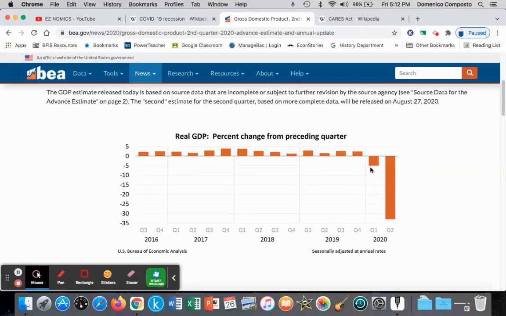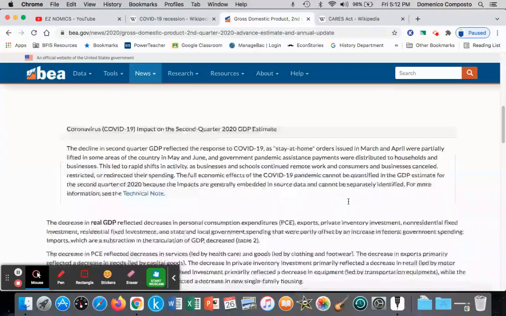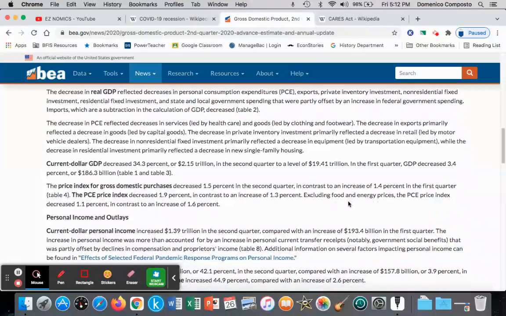decline in consumption spending. And here we can see that dramatic percentage decrease in the second quarter of the year 2020, about a 32% decline in real GDP. And if we look a little bit further, we have the specific data. GDP decreased by 34.3%, or $2.5 trillion. That is the recessionary gap that was formed as a result of the pandemic. And we can illustrate that in a Keynesian or Keynesian cross model.